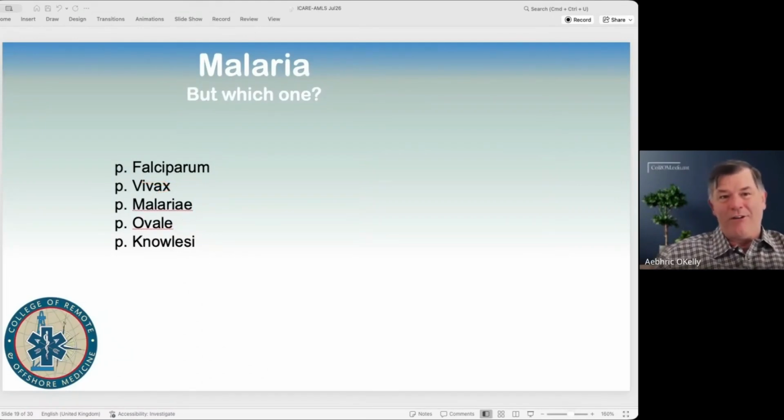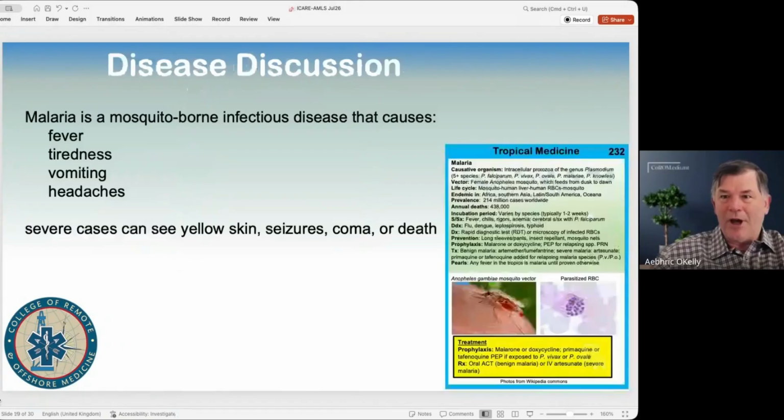We just call it Ovale until we find another, like the band form or something that we can see to differentiate that. So those are the types of malaria. It's a mosquito-borne infectious disease. It causes fever, tiredness, vomiting, headaches, and liver problems. Liver, yellow skin because of the liver.